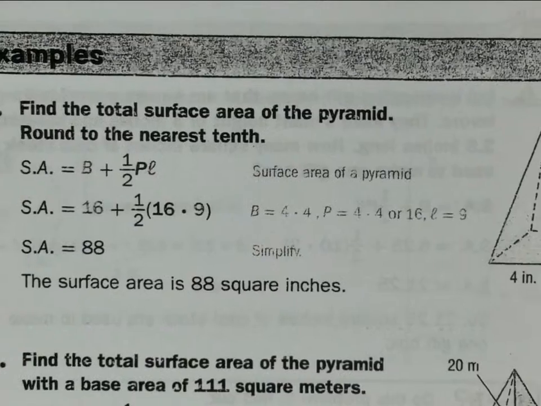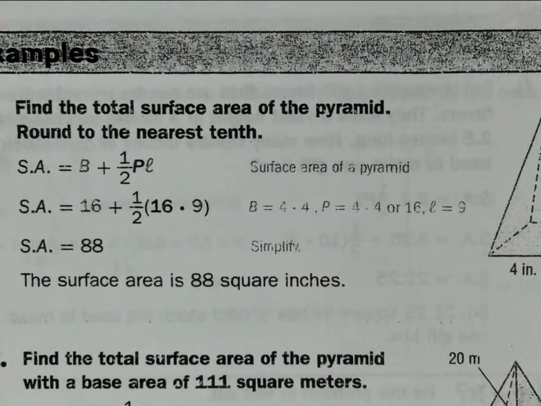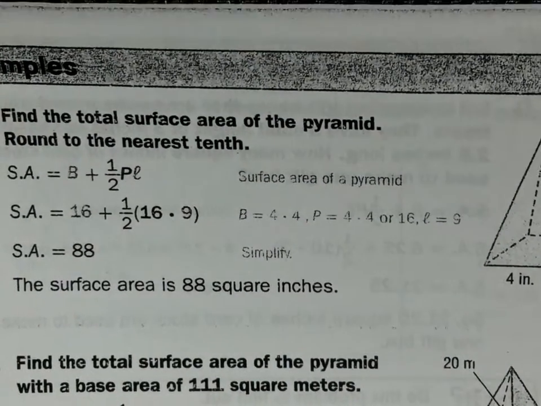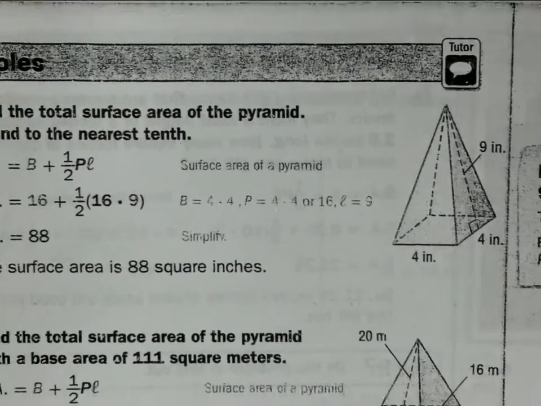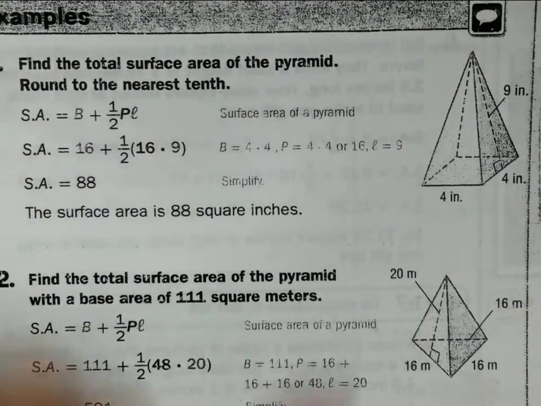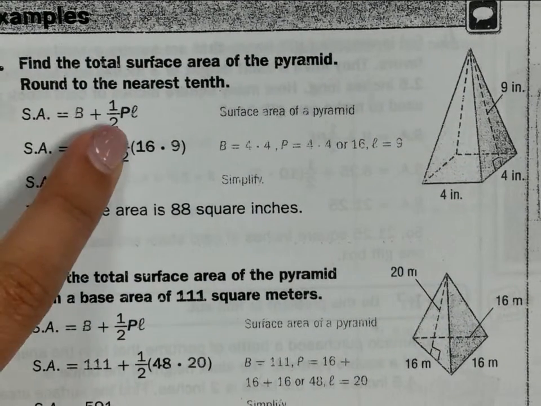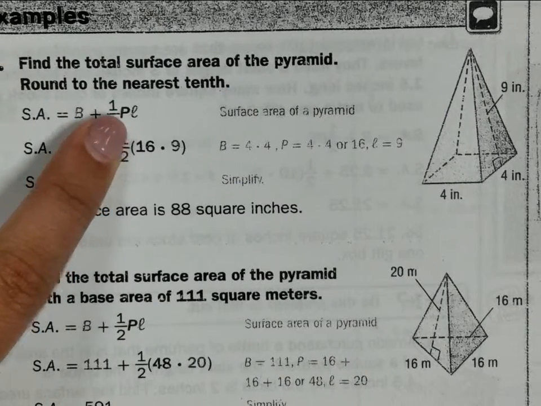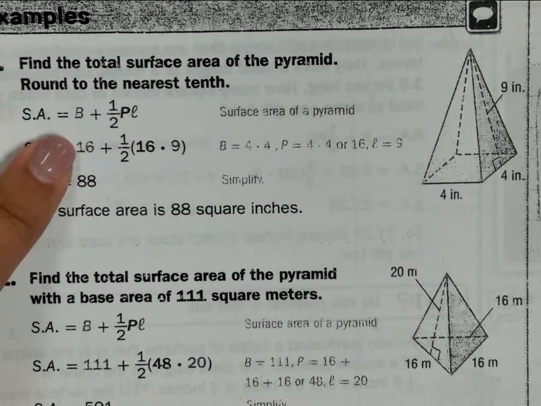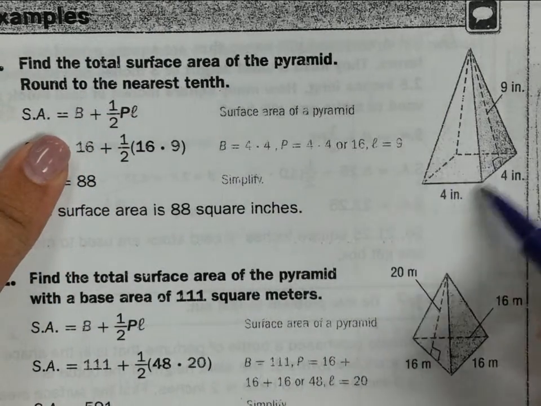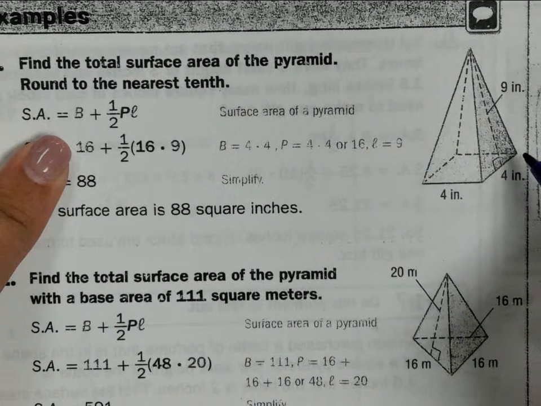All right, let's skip over to the back and look at some examples. If you look at example number 1, we are finding the total surface area of the pyramid and rounding. I've got a pyramid over here. My formula is capital B plus 1/2 capital P times cursive L. To find capital B, that's the area of the base. What is the shape of this base? A square. And how do I find the area of that?